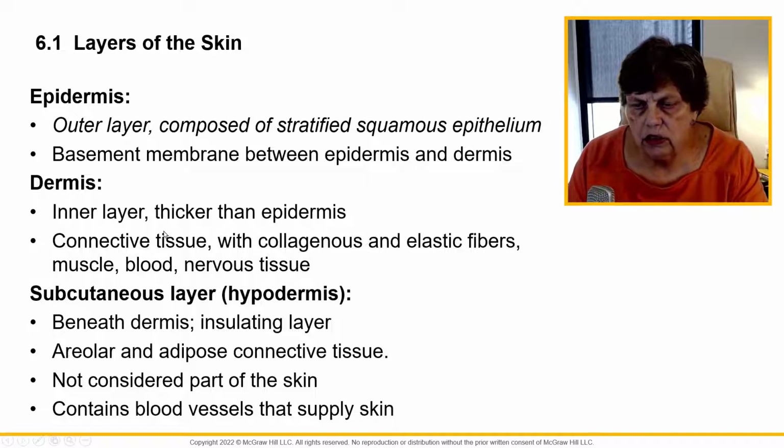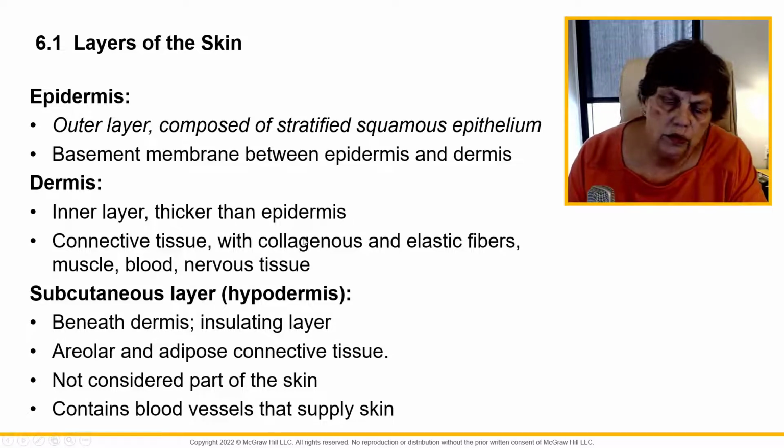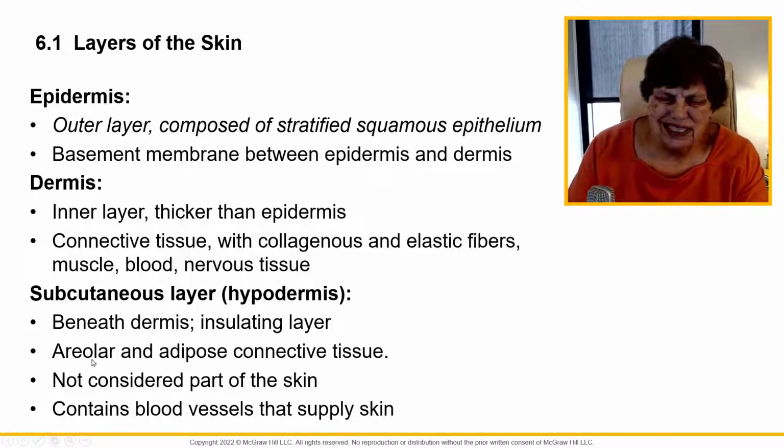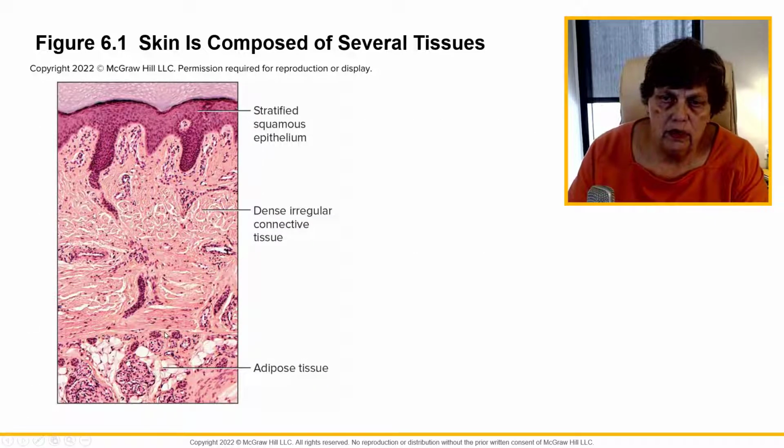So underneath that epidermis is the dermis. It is thicker than the epidermis. It is connective tissue. A lot of it is areolar connective tissue. But it's connective tissue with collagen and elastic fibers, and that's where your blood vessels are, your nervous tissue. And below that, beneath that, is the hypodermis itself, which is areolar connective tissue and adipose tissue. It's not really considered part of the skin, but it does have a lot of the blood vessels.